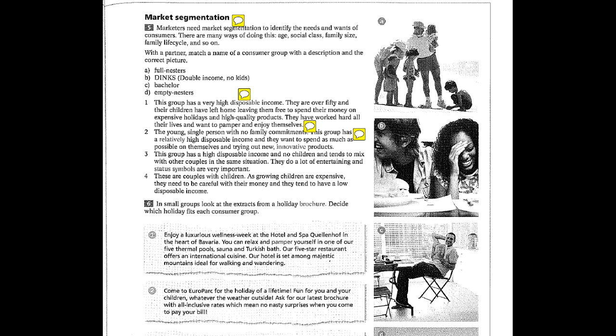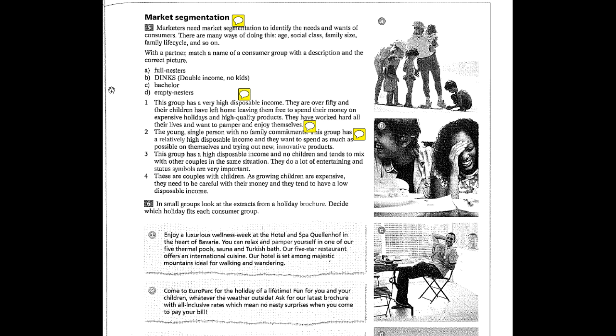These are couples with children. As growing children are expensive, they need to be careful with their money and they tend to have low disposable income. So they have low income, pra kanë pak të ardhura sepse kanë fëmijë dhe i shpenzojnë mbi fëmijë.